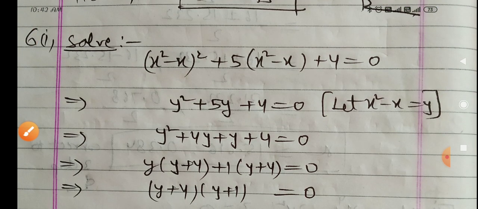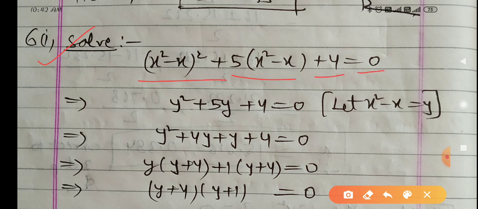So now you can see sixth question, first part. Here also one question is given: (x² − x)² + 5(x² − x) + 4 = 0. Here you can see x² − x I have put as y because it is not directly a quadratic equation. I will convert it into a quadratic equation. So when you put y for x² − x, the first term becomes y², the second term becomes 5y, plus 4 equals 0.